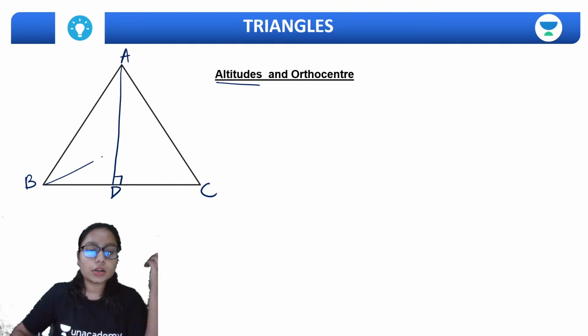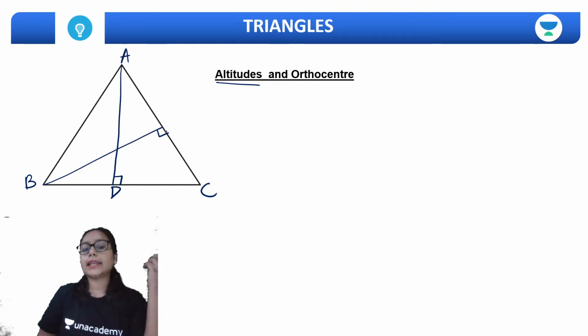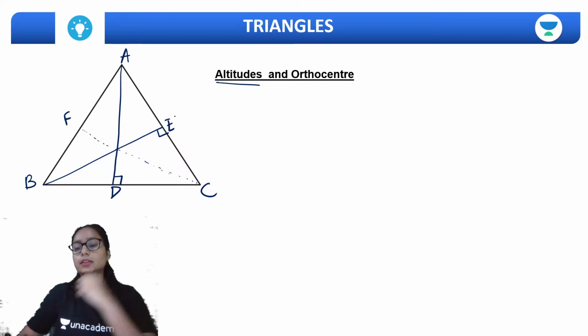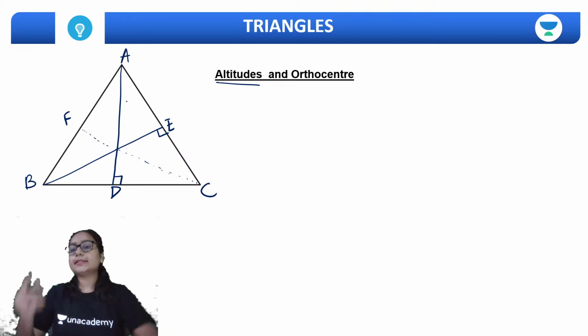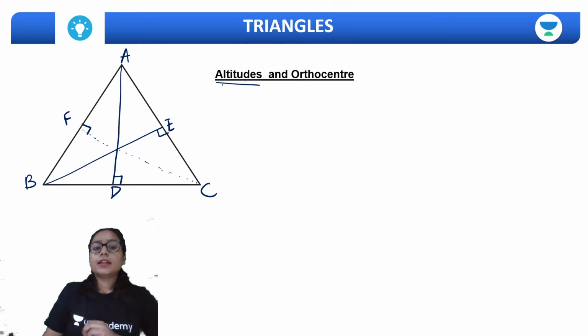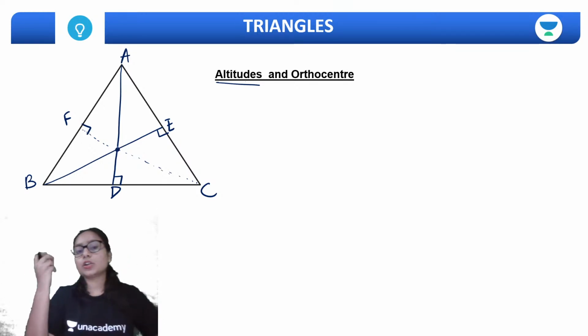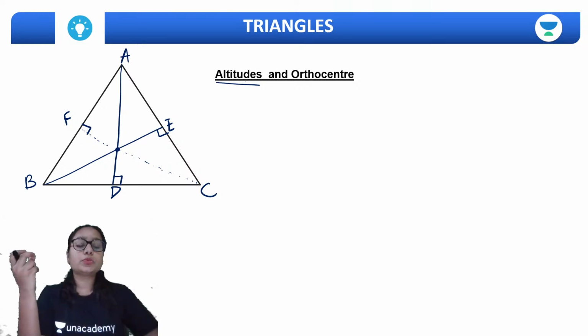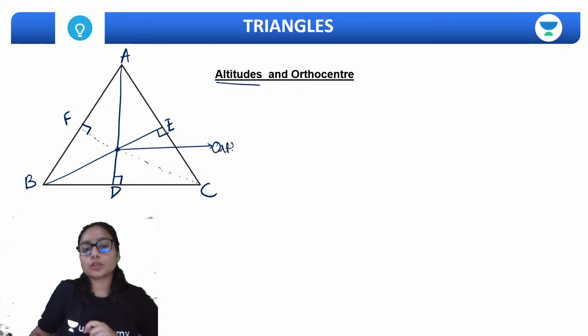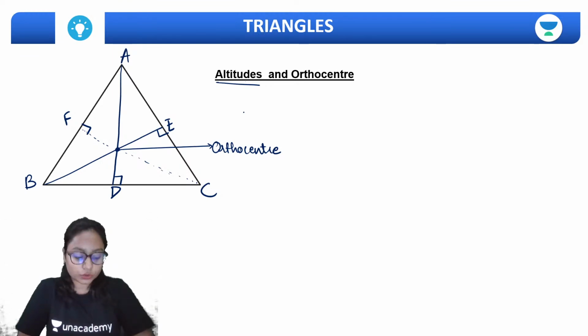Likewise, you can draw a perpendicular from B to AC. This will be 90 degrees. Likewise, you can draw a perpendicular from C to AB. Let us take it as CF and BE. So AD, BE and CF are the altitudes of this triangle ABC. Now all the 3 altitudes will intersect at a common point, and this point of intersection is known as the orthocenter. Okay, point of intersection of altitudes is known as orthocenter.